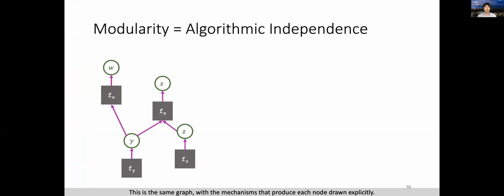Here's a causal graph. This is the same graph with the mechanisms that produce each node drawn explicitly. Then modularity of the system has been previously formalized as the algorithmic independence of the mechanisms, meaning that knowing the source code of the program that computes f_j does not simplify the program for computing f_k. See the paper for more background and explanation of notation.